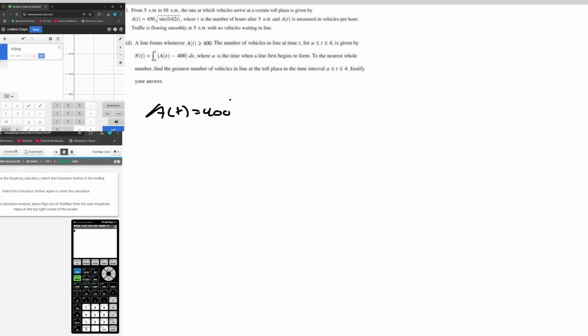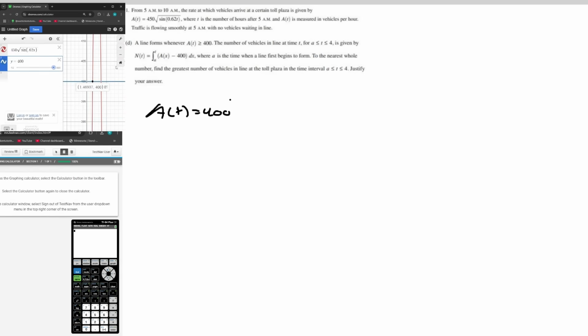So 450 square root of sine of 0.62t, and I would set y equals 400. And so let's see when these two lines touch. The first time they touch is at t equals 1.469.